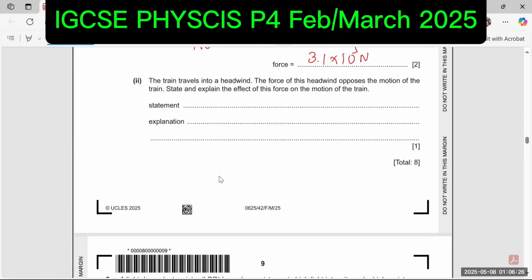In the second part, the train travels into a headwind. The force of this headwind opposes the motion of the train. State and explain the effect of the force on the motion of the train. Because there is a resistive force in the opposite direction, the acceleration decreases. Acceleration is directly dependent upon the force, so actually the force is reducing. Reduced resultant force.